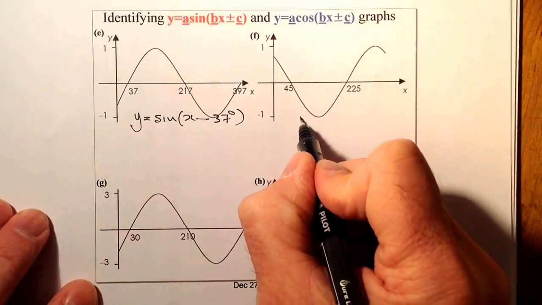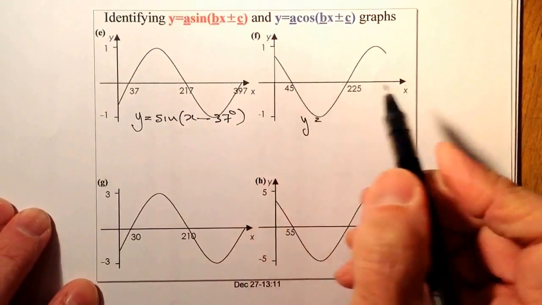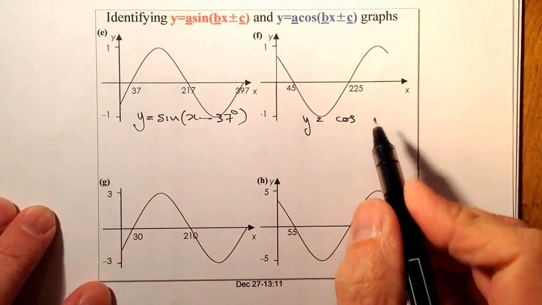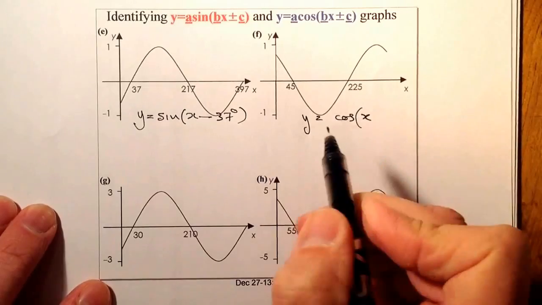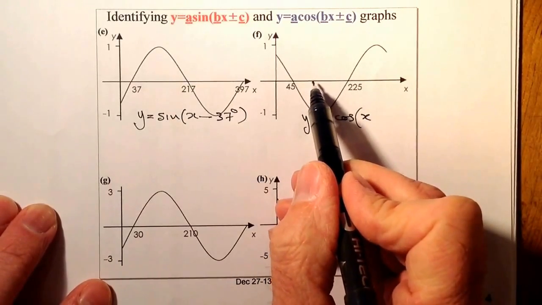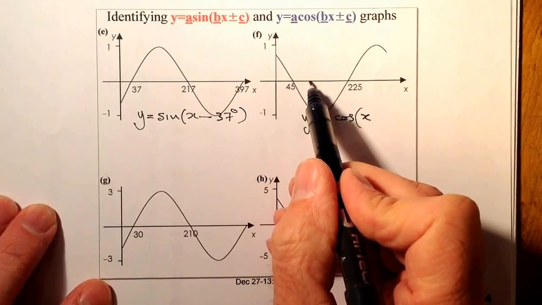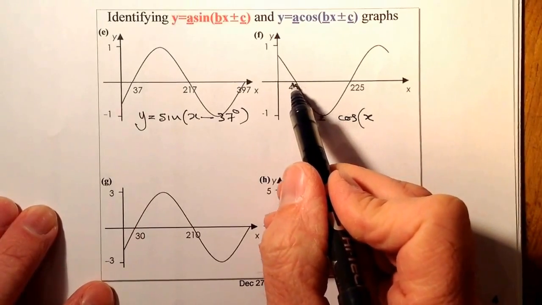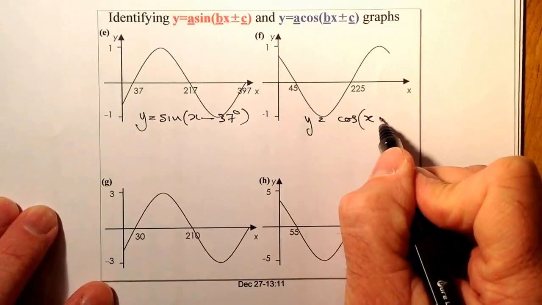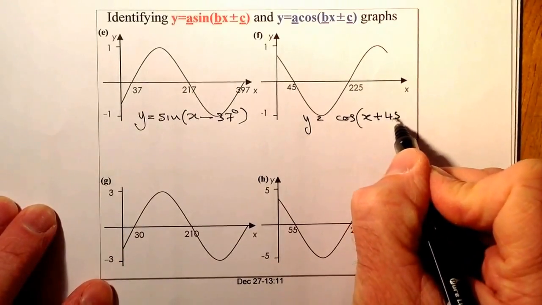This graph here, it's a cosine graph. It's up to 1 and minus 1. Yep, so it's going to be an x, and what I've done is I've moved it to the left. Normally that would be at 90 degrees that would come through, so I've moved it to the left by 45 degrees. Yep, so that's going to be a plus 45 degrees.